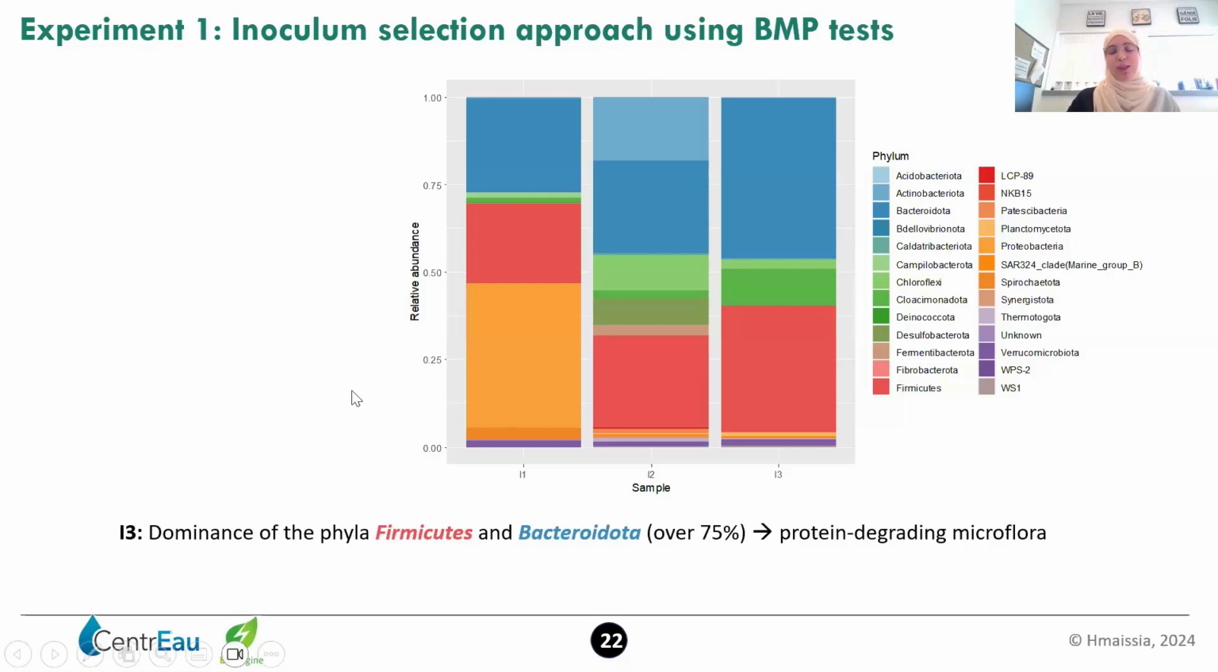At first, we compared the 3 inocula on 2 levels. The first level is the relative abundance, meaning which phylum is dominant in each one. Inoculum 3, if you remember, was the least rapid one. It was dominated by Firmicutes and Bacteroidota. When we looked at their characteristics, we found that they are protein-degrading microflora. When you degrade protein, you obtain ammonia. You increase ammonia in your inoculum, and this is not good for our kinetics.